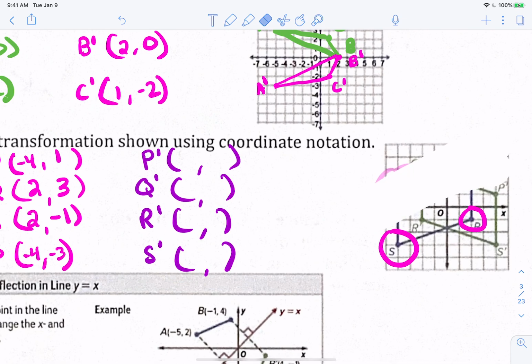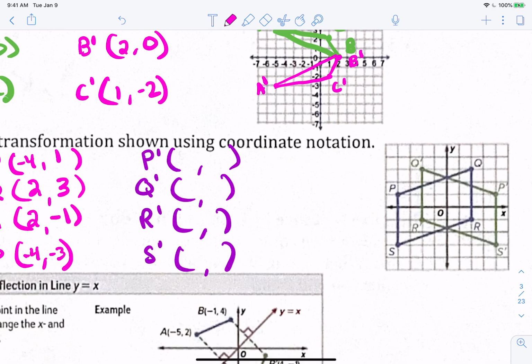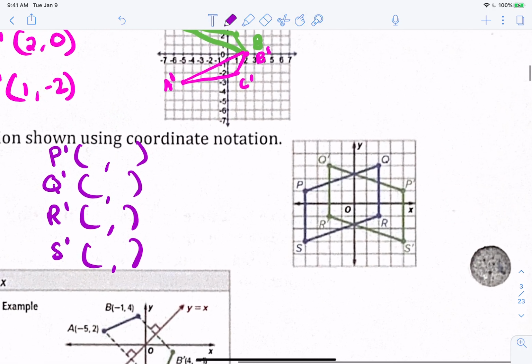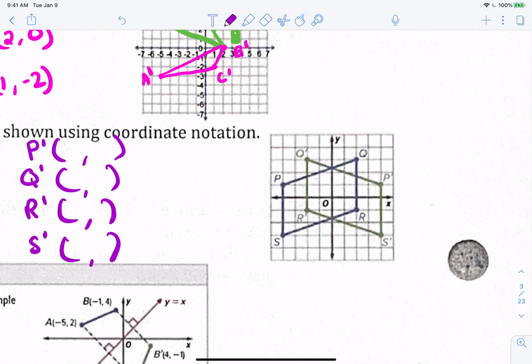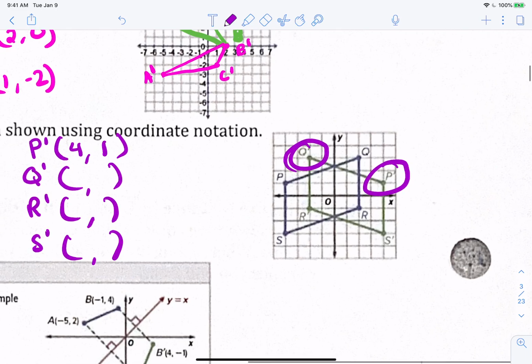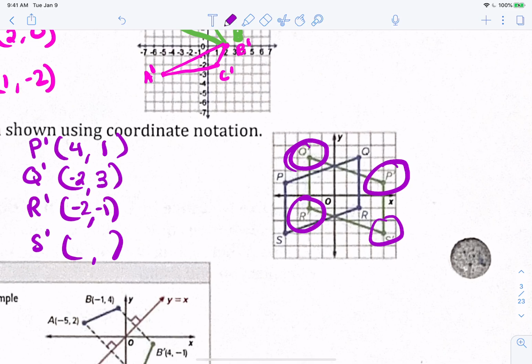Okay, let's do the other one. P prime is this guy right here, he is 4, 1. Q prime, this one right here, is negative 2, 3. R prime is negative 2, negative 1. And S prime is 4, negative 3.